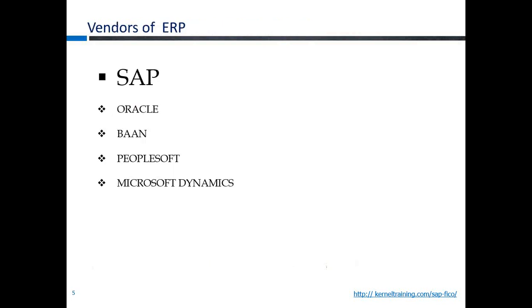Okay. Now, like this, you have different types of ERPs. Some of them are Oracle, BAAN, PeopleSoft, Microsoft Dynamics, etc. If you take Oracle, it is exclusively for the FI solutions. They are very strong in their FI applications. If you take BAAN, they are very strong in material management. And when you take PeopleSoft, they are very strong in human resource management.